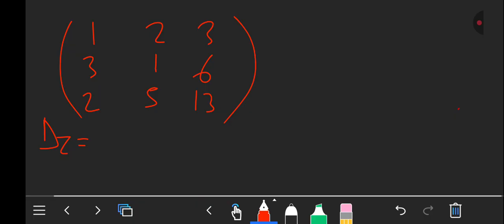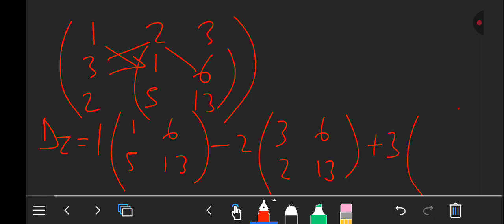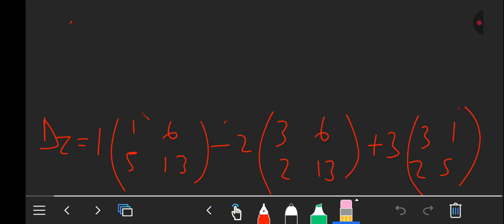so it will be 1 multiplied by this matrix, which is 1, 5, 6 and 13. Then it will be minus 2 multiplied by this, that is 3, 2, 6, 13. Then plus 3 multiplied by this matrix, which is 3, 1, 2, 5. Let's now get the determinant.